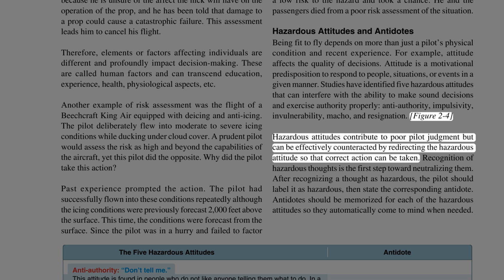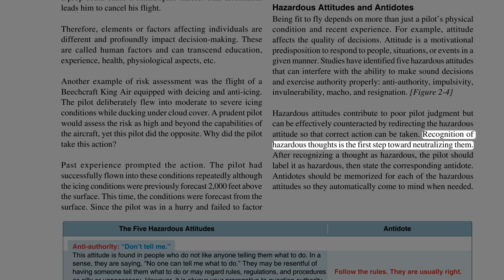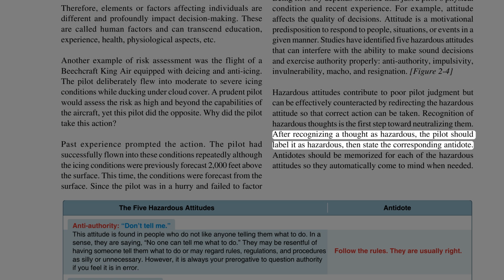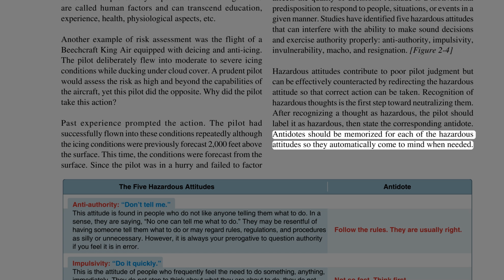Figure 2-4G. Hazardous attitudes contribute to poor pilot judgment, but can be effectively counteracted by redirecting the hazardous attitude, so that correct action can be taken. Recognition of hazardous thoughts is the first step toward neutralizing them. After recognizing a thought as hazardous, the pilot should label it as hazardous, then state the corresponding antidote. Antidotes should be memorized for each of the hazardous attitudes, so they automatically come to mind when needed.